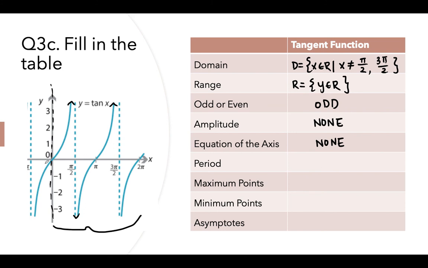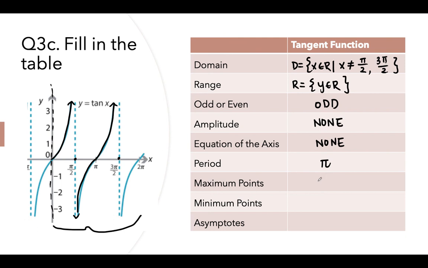Period. So it looks like one cycle repeats at pi. So this one is just pi for the period, right? For example, it starts here, and then another cycle starts over here. Or another way to look at it, one cycle is in between pi over 2 to 3 pi over 2. When you subtract it, it's going to be 2 pi over 2, which is pi.